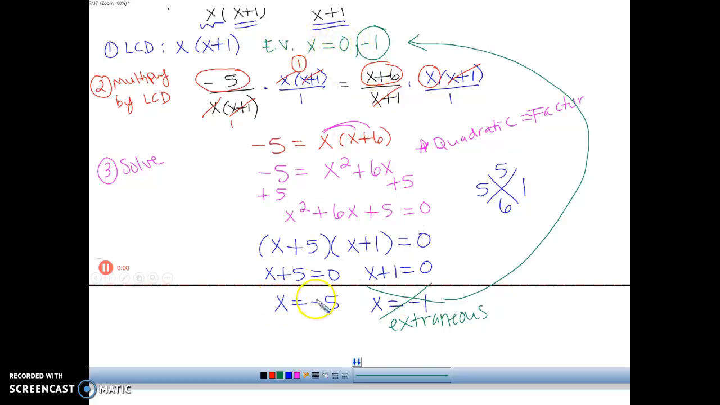Then you want to check x equals -5. Neither of these are -5, so this is a valid solution. So x equals -5 is your final solution set.